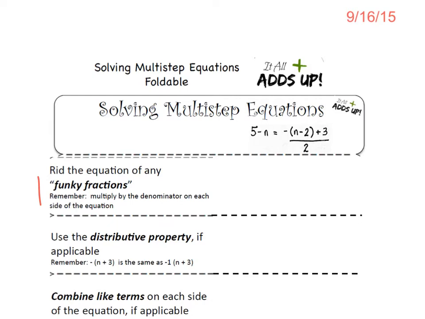So right now, this is what we call a funky fraction, okay? So we can't really do anything with this because we've got this 2 as our denominator. So what this is telling us to do is to multiply this side of the equation by 2 and multiply this side of the equation by 2. Okay, so let's look at our denominator. Our denominator is 2. So in order to get rid of the 2 on the bottom, I need to multiply this side times 2, okay? And then I'm also going to need to multiply 5 minus n times the 2 as well, okay?